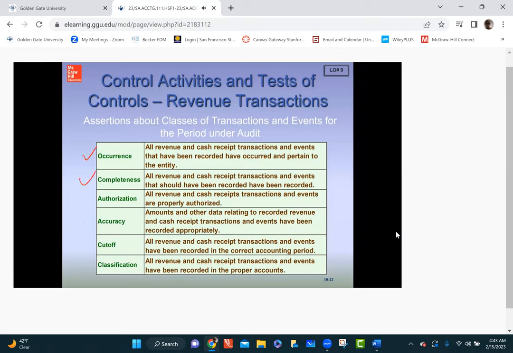So again, you can see the assertions related to the sales cycle, and I'm checking these. And does somebody want to tell me why I'm not checking authorization? Dear McGraw-Hill, authorization is not an assertion. Authorization is a what? Is a control function. So I don't know why they are putting this as an assertion.